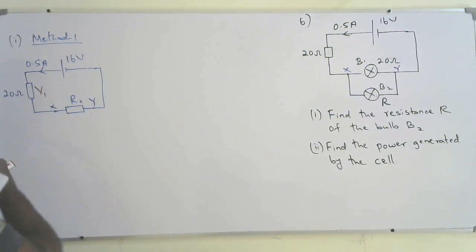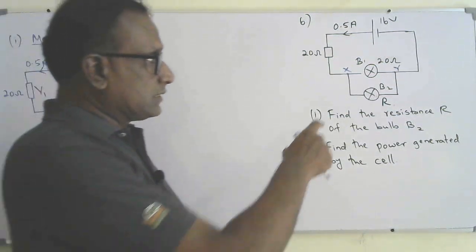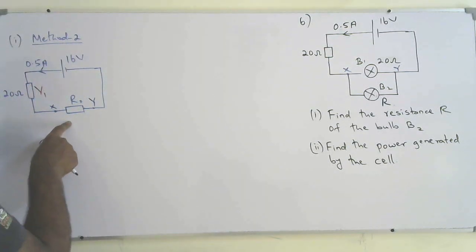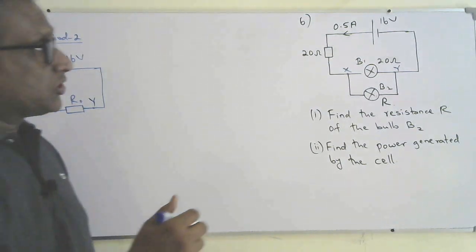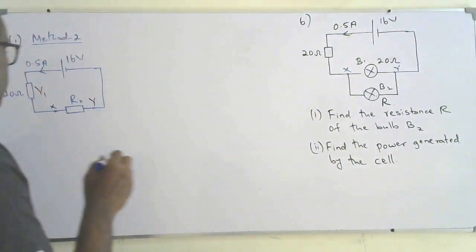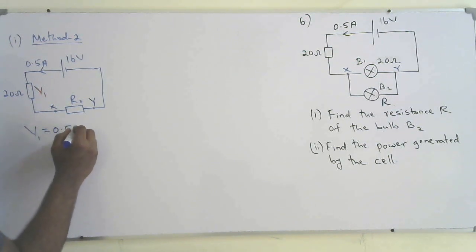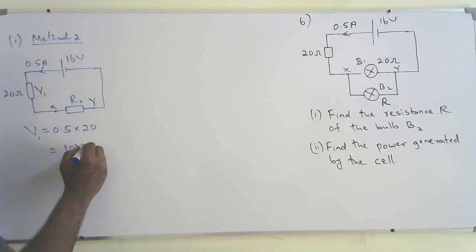So for the second method, I'm using the same diagram. The same diagram means the equivalent resistance of these two I took as R naught. Right, so the current flow is 0.5. So I can find V1, the voltage across the 20 ohm resistor. V1 is equal to current 0.5 times 20, that will be 10 volt.